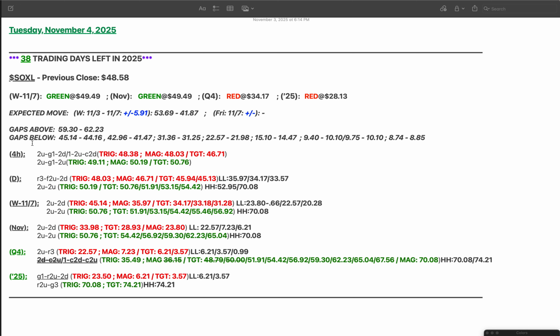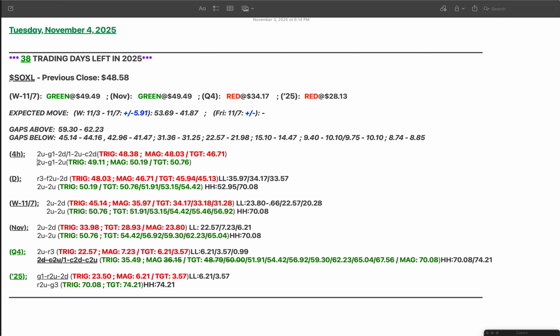Now we went over how to play from a scalping perspective in the morning. Higher lows at or above opening print getting calls, lower highs at or below opening print getting puts. But from a more intraday perspective, just looking at the 4-hour chart, again, we have that 2-1-2 down. If we go to the downside, triggering at 48.38 with the magnitude of 48.03, so not a lot of magnitude there. That's just 35 cents, but that would then trigger this 1-2 up combo 2 down, which would then have a magnitude of 46.71. So more to play for on the downside if we can reach this 48.03 level.